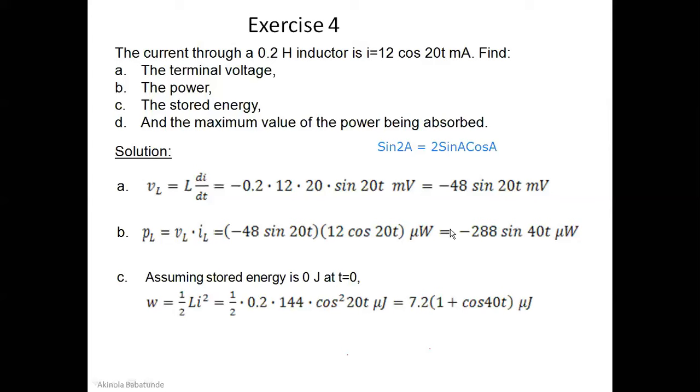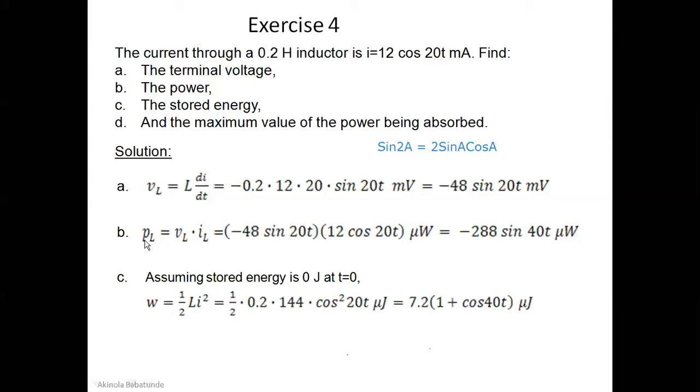If you expand all of these, what you would obtain is about 7.21 plus cos 40t. Again, this is another application of trigonometric functions. So you can rewrite it and then you get this here. Let's take it a step further. The last thing we were asked to find is the maximum value of the power being absorbed. This is very important.